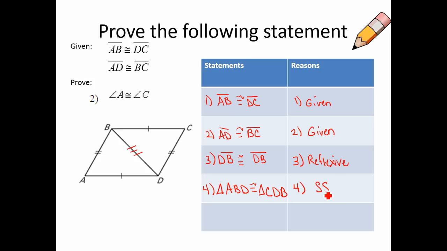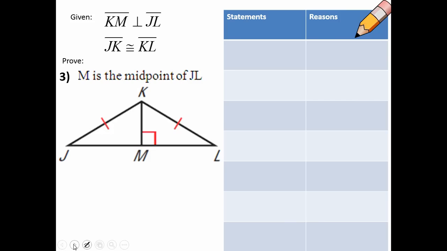by side, side, side. Now that we have the triangles congruent, now we can match up any corresponding parts that we would like. And we wanted these two angles congruent to each other. So now we can say angle A is congruent to angle C because corresponding parts of congruent triangles are congruent, or CPCTC. Third one, let's do one more proof in here.